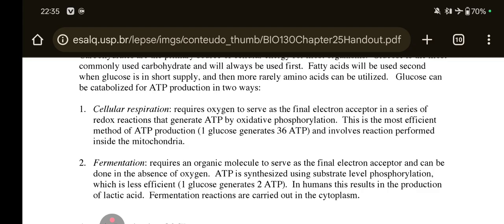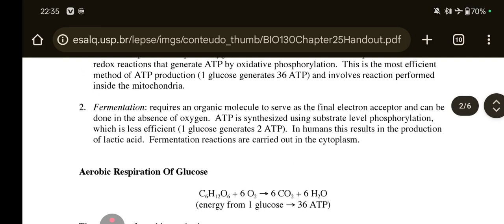1. Cellular respiration requires oxygen to serve as the final electron acceptor in a series of redox reactions that generate ATP by oxidative phosphorylation. This is the most efficient method of ATP production and involves reactions performed inside the mitochondria.